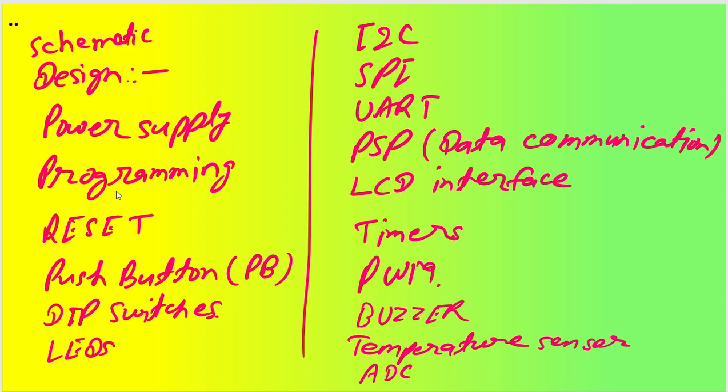Now if we talk about circuit design, what we'll try to understand is power management, then how to do programming, reset, push buttons, DIP switches, LED connections, and communication interfaces. We'll try to understand how to connect I2C, SPI, UART. We have parallel slave ports for data communication, LCD interfacing, then timers, PWM, a buzzer for alarm purposes, then temperature sensor applications and ADC applications. So all these things we'll see one by one.